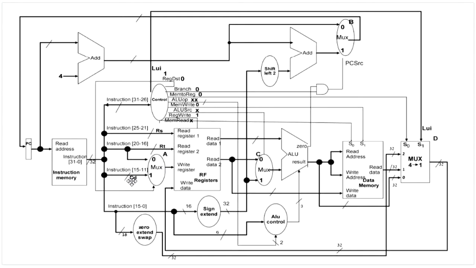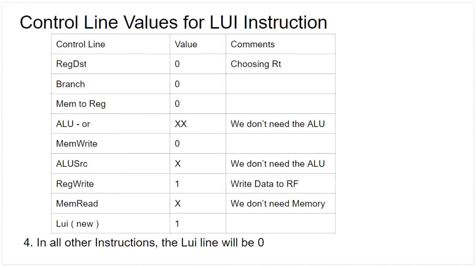Okay, so I've explained now why these are all the values that have to be on these control lines to do the LUI command. And that's what's written here in this table. Notice the 1, write data to the RF. We obviously want to write data to the register file, and the new command. In all other instructions, the LUI line will be 0. Remember, that was one of the things we had to do in our requirements: explain what the LUI line will be, what our new control line will be for other commands. So the answer is it'll be 0 for all other commands. Nice.